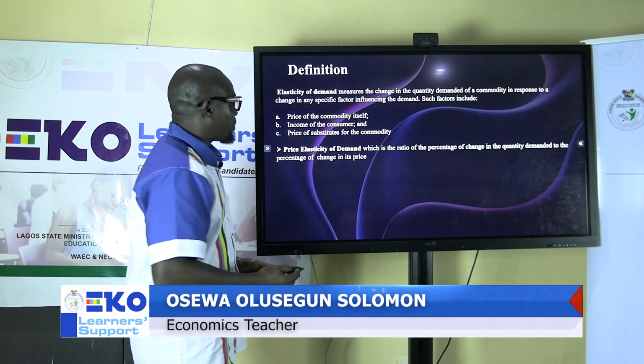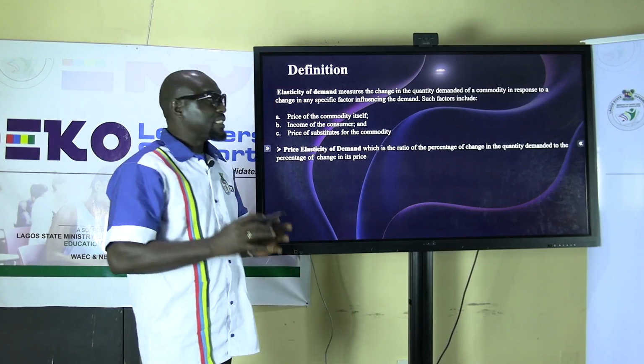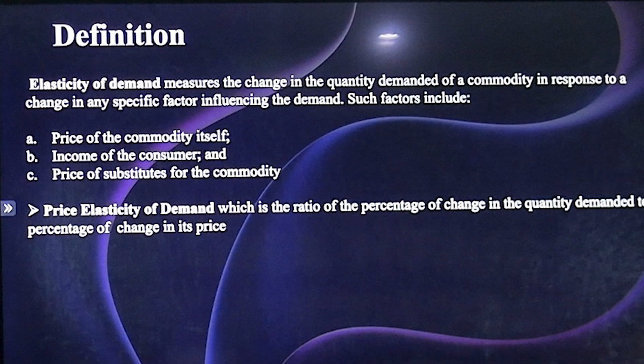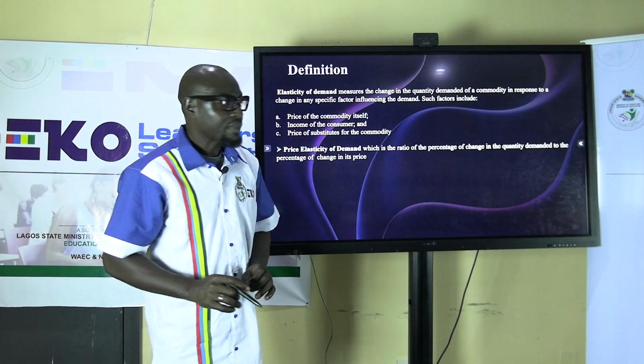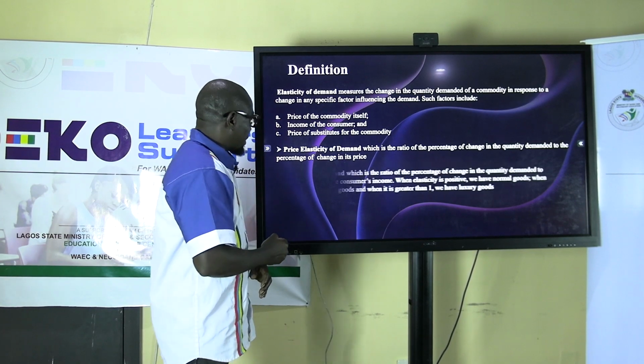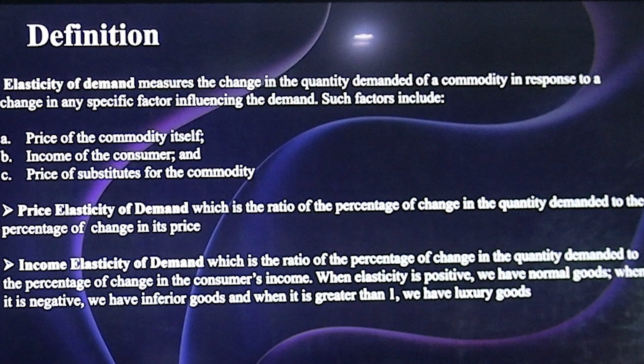Now, the price elasticity of demand specifically is a measure of the degree of responsiveness of quantity demanded of a commodity to small changes in price of that commodity. And the income elasticity of demand is the degree of responsiveness of the quantity of a commodity demanded to changes in the income of the consumer.